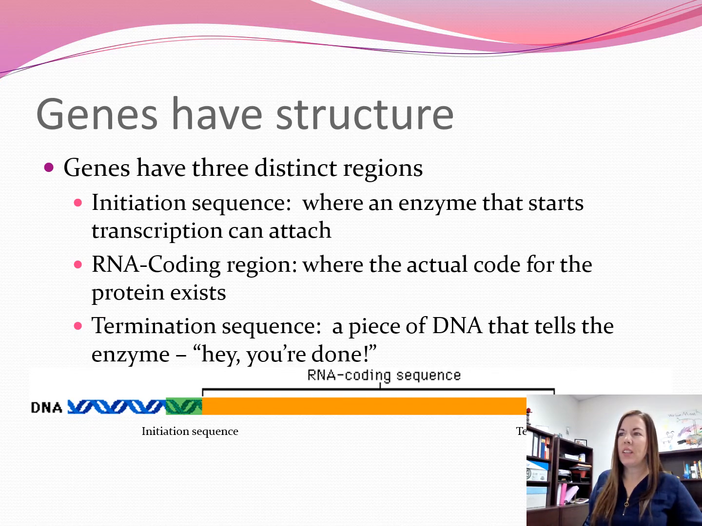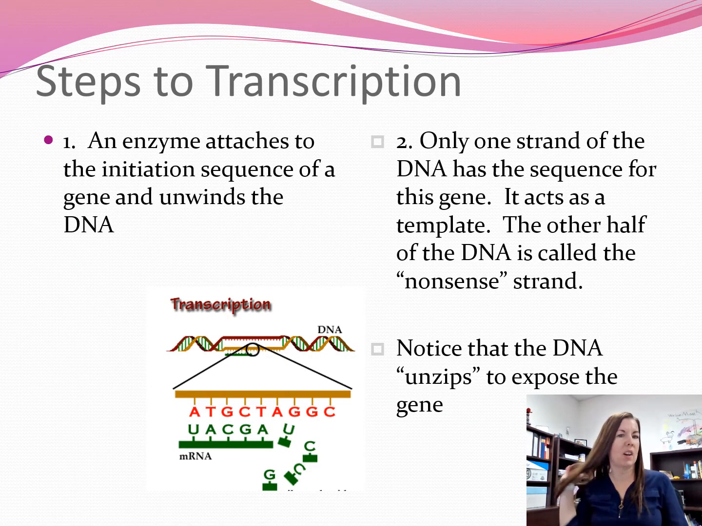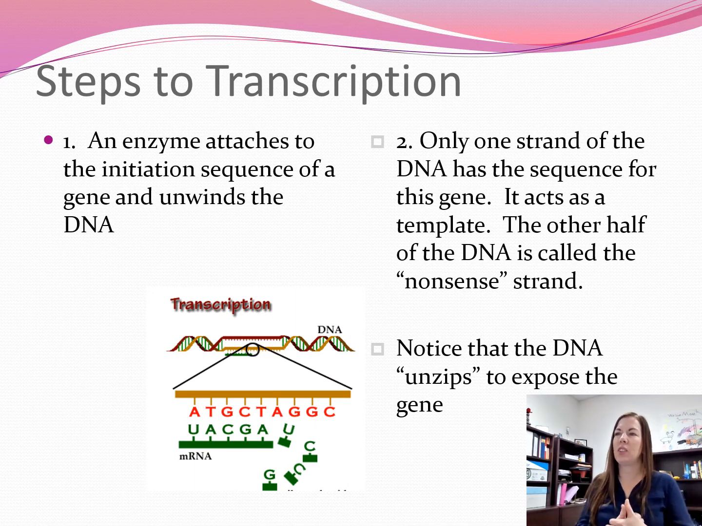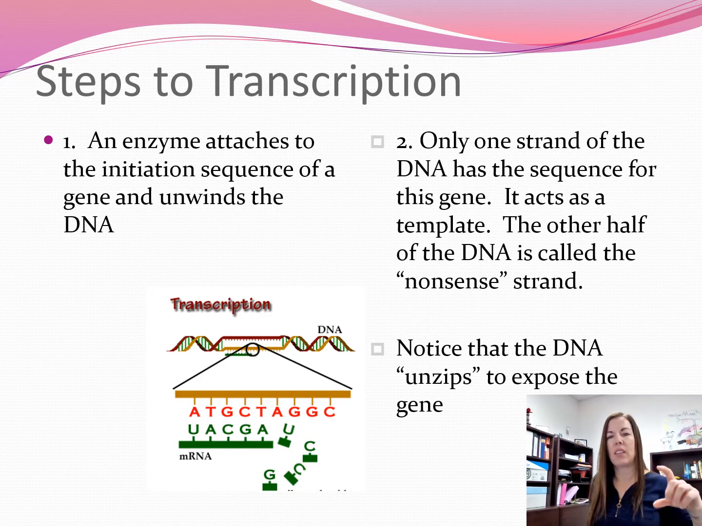Genes have three distinct regions. There's an initiation sequence where an enzyme that starts transcription attaches. There's an RNA coding region where the actual code for the protein exists. And then there's a termination region that basically tells the enzyme, hey, you're done with this process. First, the enzyme attaches to the initiation sequence and unwinds the DNA. Remember, DNA is double-stranded and it's wound, right? Only one of those strands has the sequence for the gene, and that's called the template strand. The other strand is called the nonsense strand.